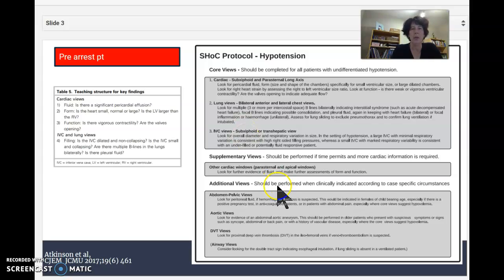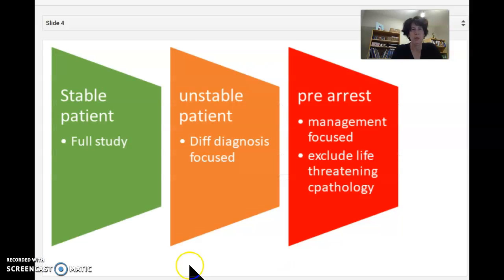So for me then, in terms of when I approach my patient, thinking about how I'm going to scan, it really will depend on this. So am I looking at a stable patient and what I call an unstable patient or a pre-arrest patient? Now, my stable patient, you really need to know how to do what for you is a full study at this point. Make sure you do all the detail, the full acquisition of every image, make your pictures beautiful, look at all the detail, have a really good structured approach to getting a full study.